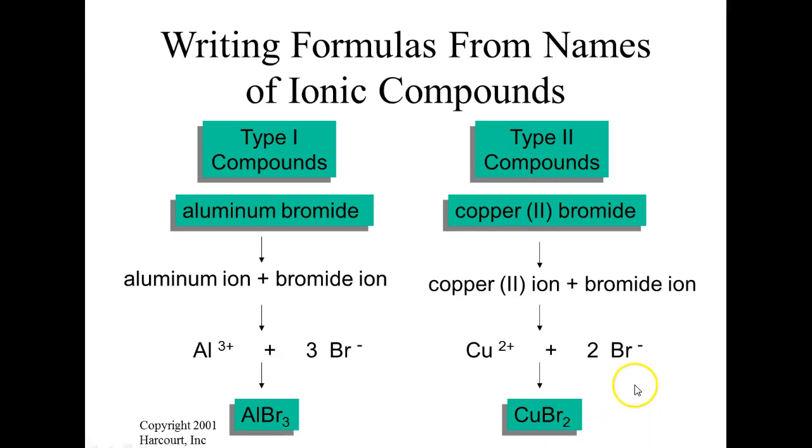Type 2, remember we have to tell you what the charge is for this guy. So this copper, in this instance, is a +2 charge. And we need to balance out with the -1 charge. So that means we better put 2 of these bromines in this formula to balance out that +2 charge.